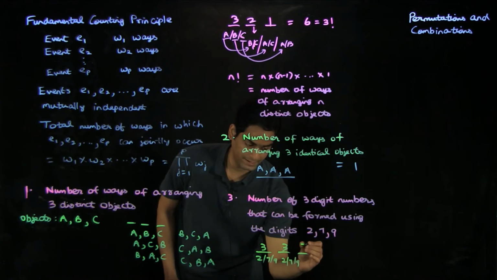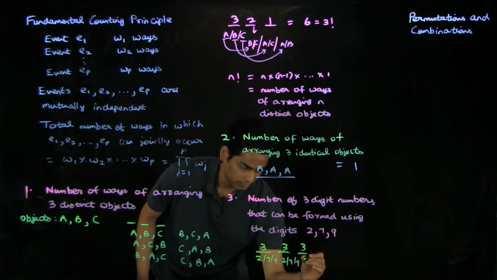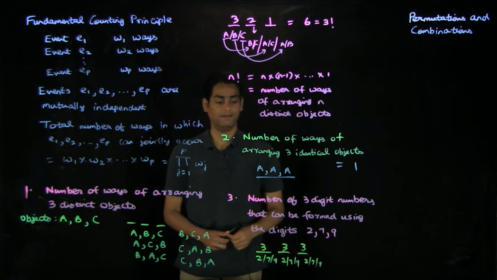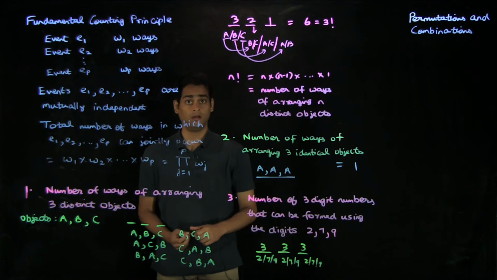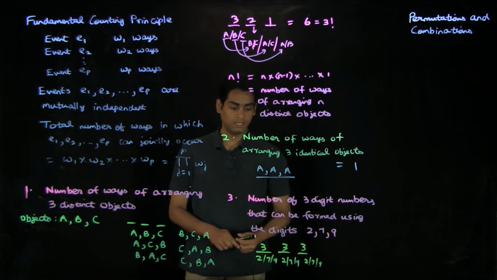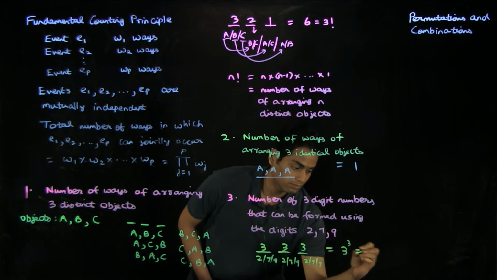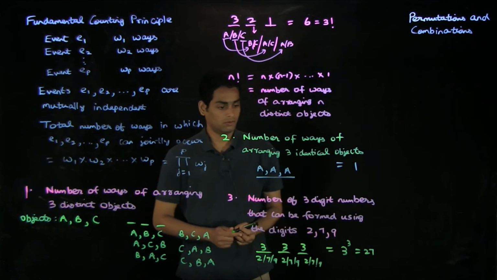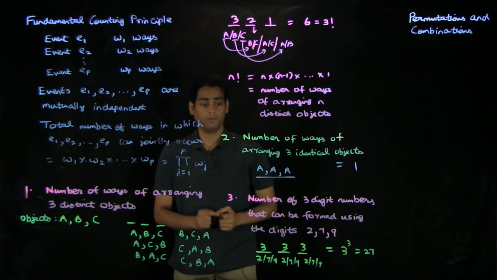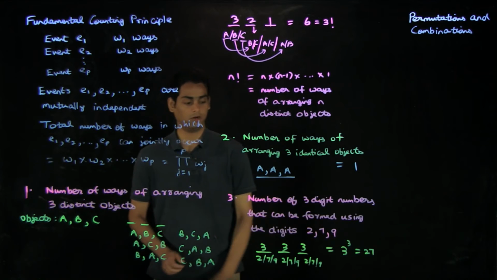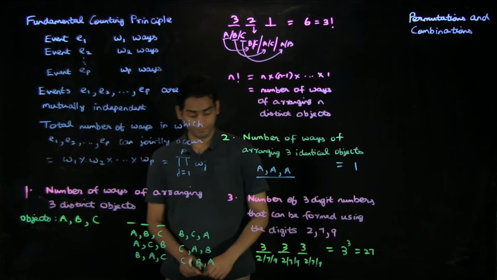And similarly, the last place has 3 possibilities where you can fill in 2, 7, or 9, and this is again independent of your choice in filling the first 2 digits. And so the total number of ways is 3 cubed, which is 27. So the number of 3-digit numbers that you can form using the digits 2, 7, and 9 in this case turns out to be 27.